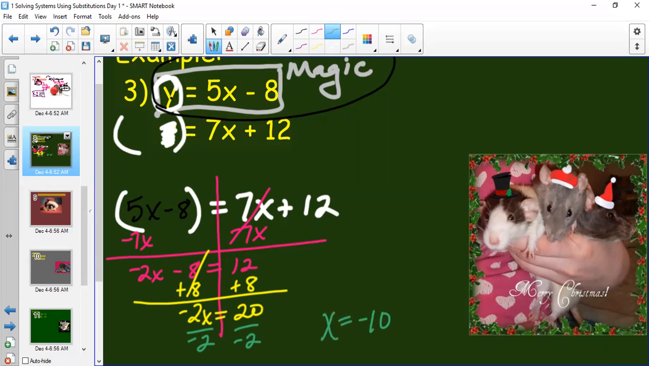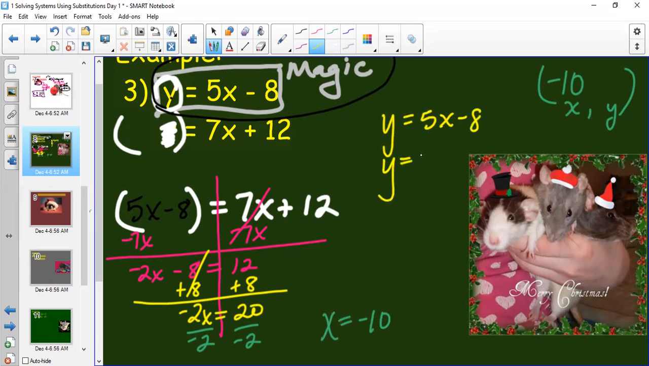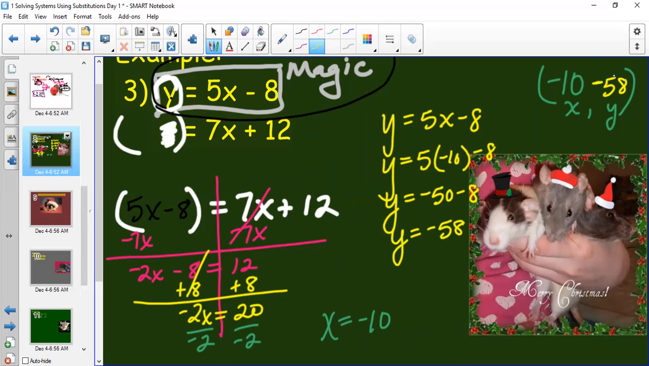Keep in mind, we just found half of our answer now. We found our x of negative 10. To now find the y, go back to your magic equation. So y equals 5x minus 8. Plug in what you know. So we just found x, which was negative 10. If I solve this equation, I would get negative 50 minus 8, or that's the same as negative 58. So our final answer would be negative 10, comma, negative 58.